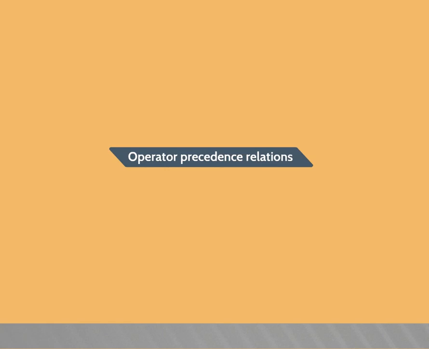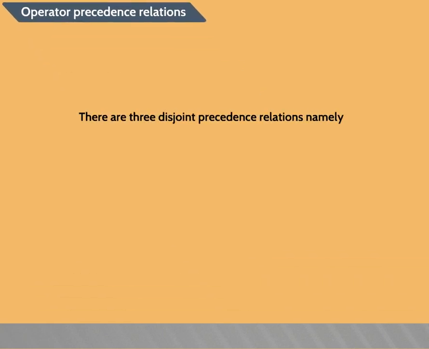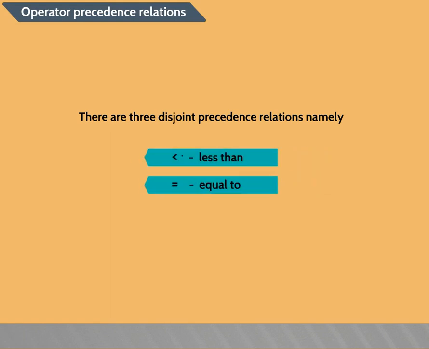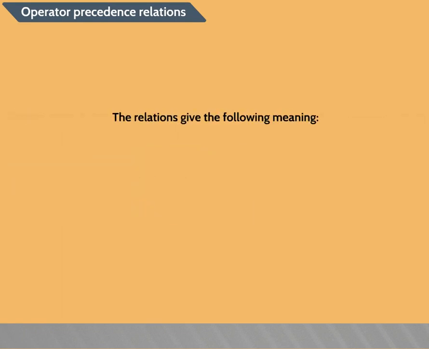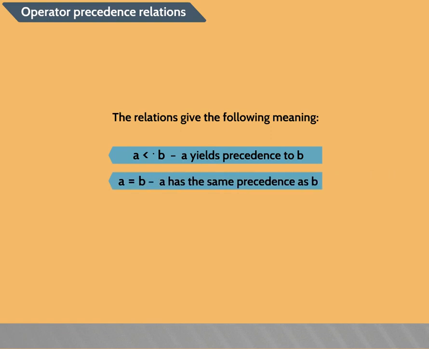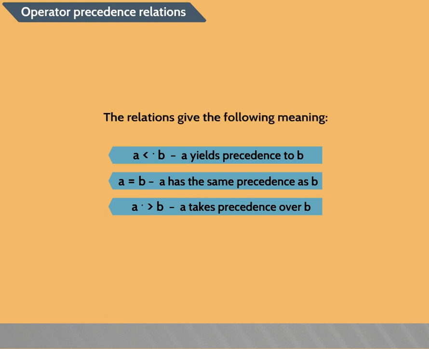Operator precedence relations. There are three disjoint precedence relations, namely less than, equal to, greater than. The relations give the following meaning: A ⋖ B means A yields precedence to B. A ≐ B means A has the same precedence as B. A ⋗ B means A takes precedence over B.